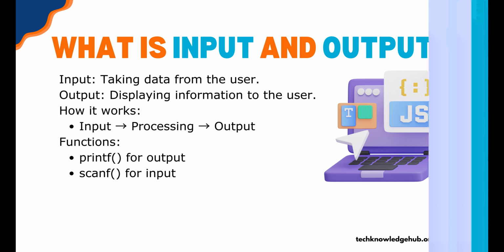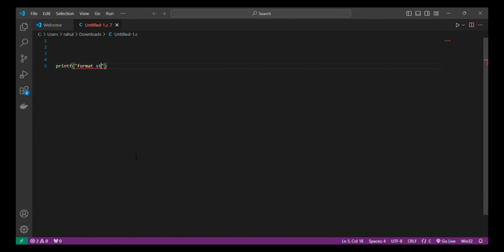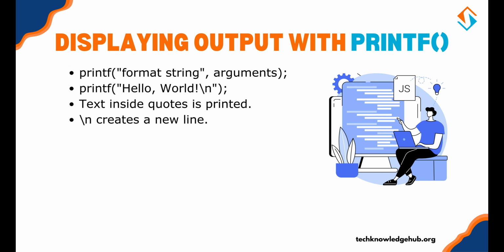Let's start with printf. Displaying output with printf. The printf function is used to display text and data on the screen. It's part of the stdio.h library, so make sure to include this header file in your program. Basic syntax of printf. The format string specifies what to print, and the arguments are the values or variables to display.